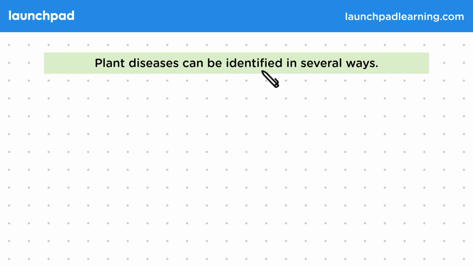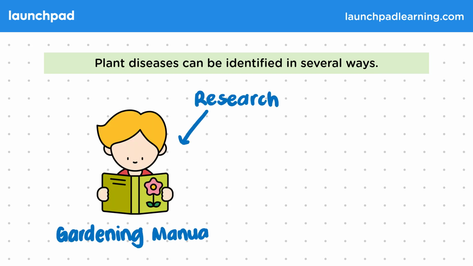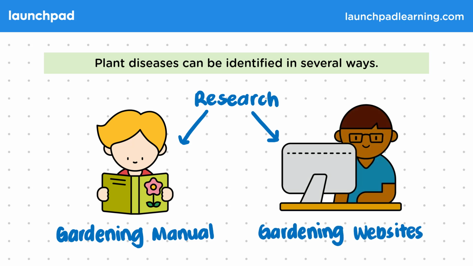Plant diseases can be identified in several ways. Often, different plants have specific diseases they're susceptible to, and the visible symptoms can be looked up in a gardening book or online. What other methods can we use to identify the disease that may be affecting a plant?